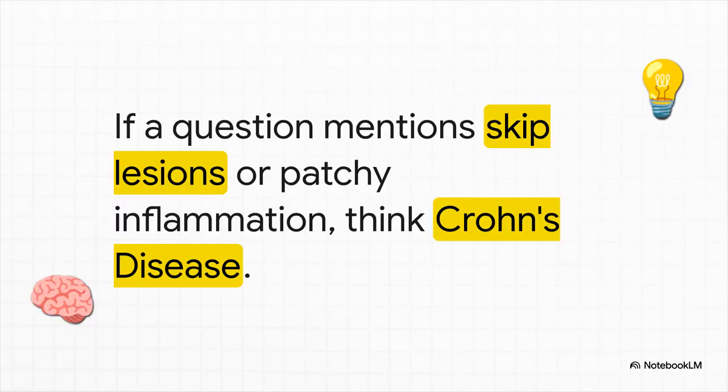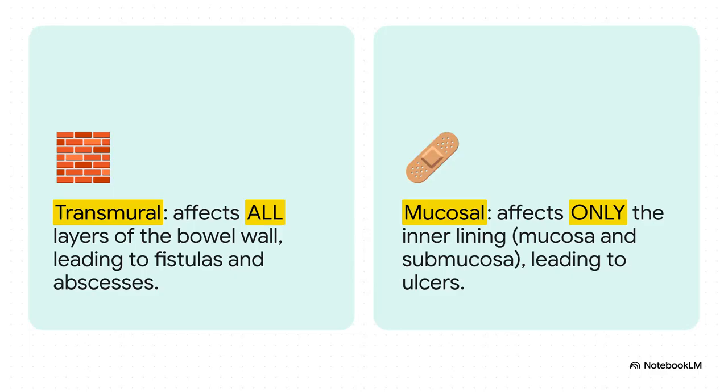And that brings us to a massive NCLEX clue. Because Crohn's can be anywhere, it creates these things called skip lesions. You get these little patches of diseased tissue right next to perfectly healthy tissue. It's patchy. So if you're reading a question and you see the words skip lesions, your brain needs to immediately just yell Crohn's.